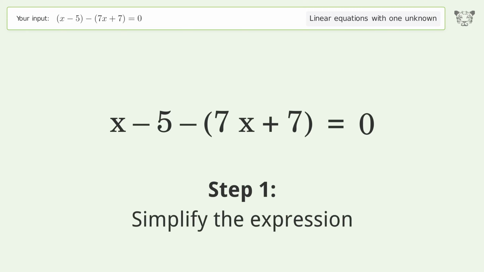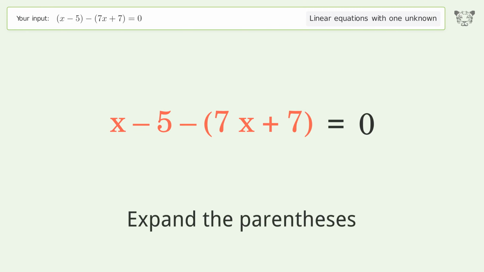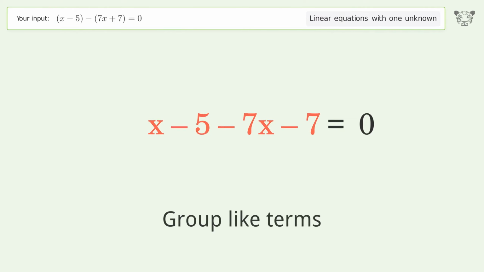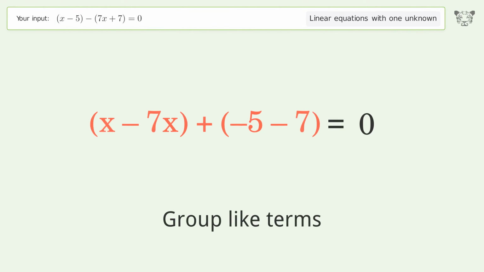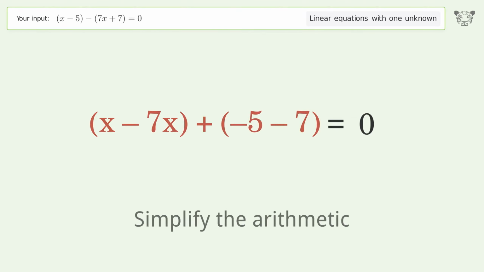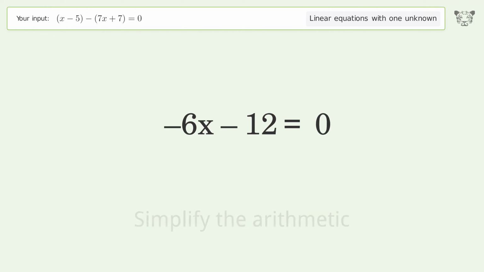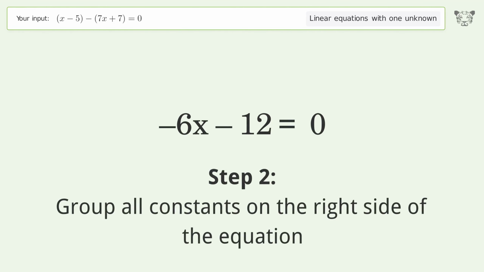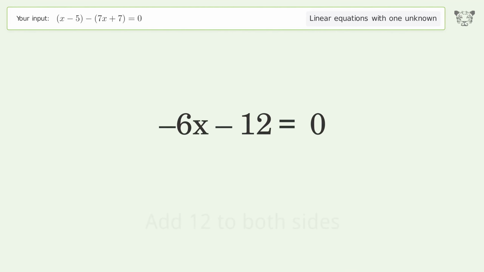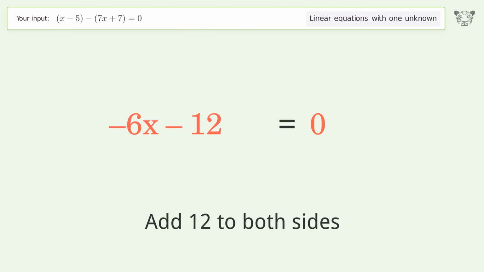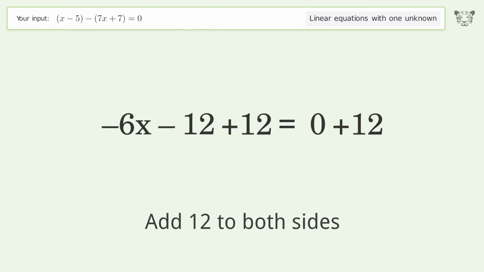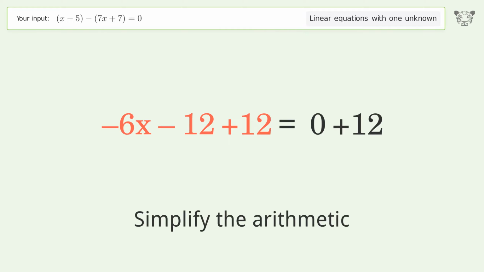Simplify the expression. Expand the parentheses. Group like terms. Simplify the arithmetic. Group all constants on the right side of the equation. Add 12 to both sides. Simplify the arithmetic.